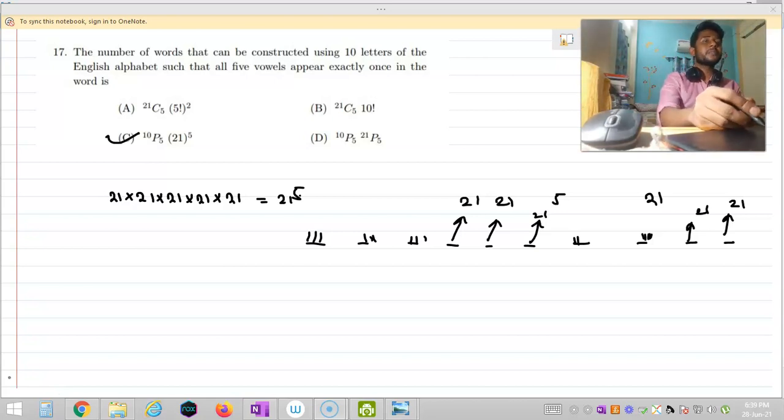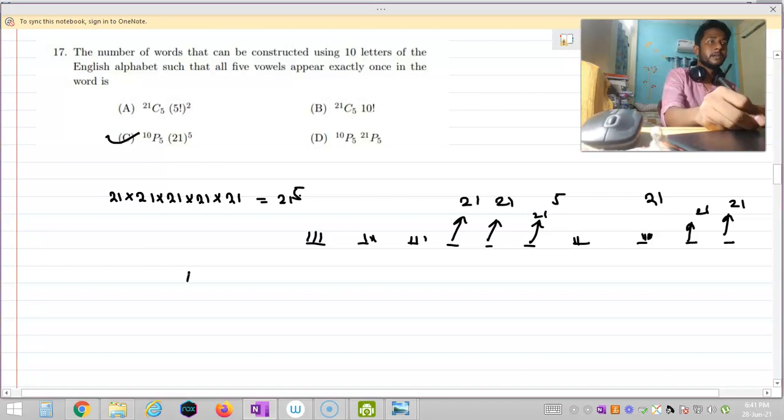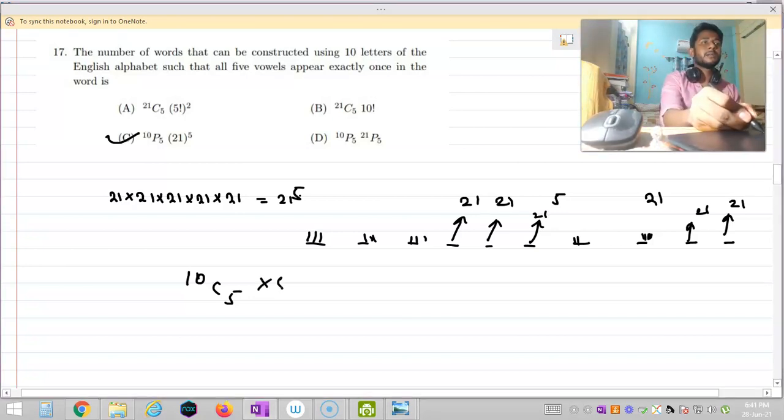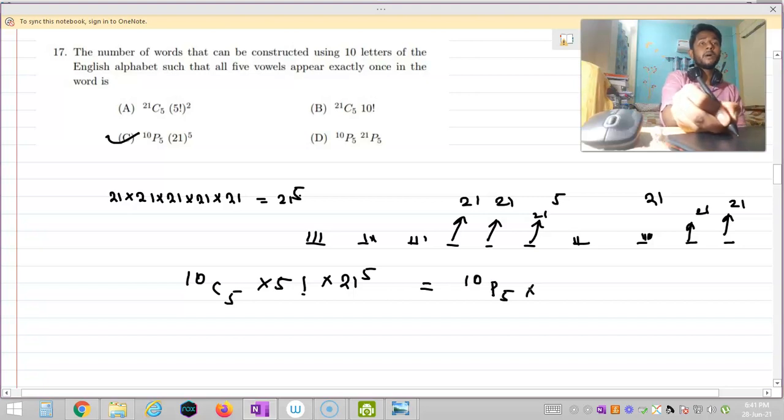Now you can see that each vowel appears exactly once, there are 5 vowels, and among these 10 letters I need to choose positions for 5 vowels. How many ways can I choose 5 positions among these 10? It must be 10C5. Among them, the vowels can be arranged in 5 factorial ways. So this is multiplied by 5 factorial and by 21 to the power 5. Combining this, it is nothing but 10P5 multiplied by 21 to the power 5. So this is our correct option. Now let us solve question number 18.